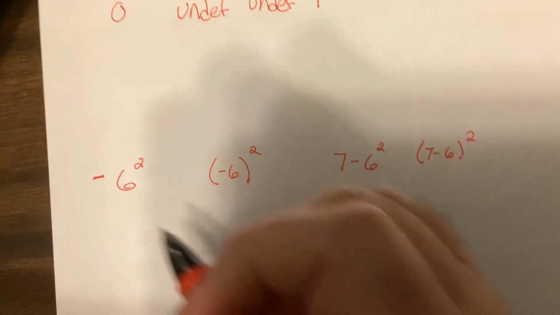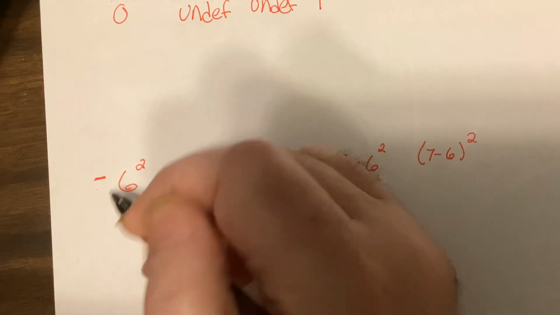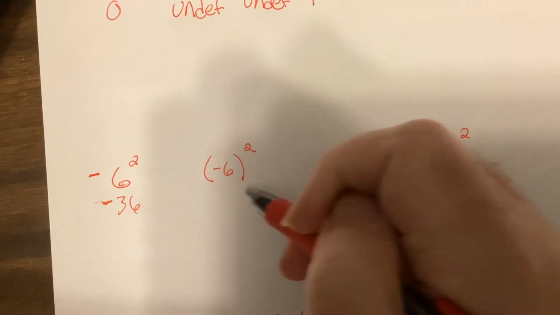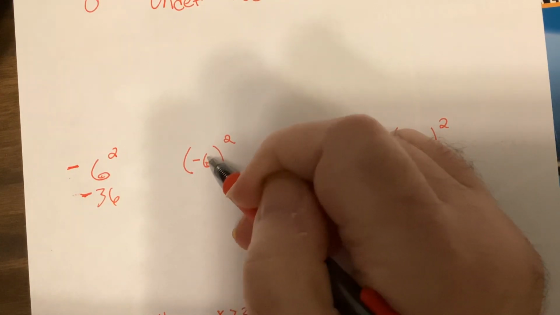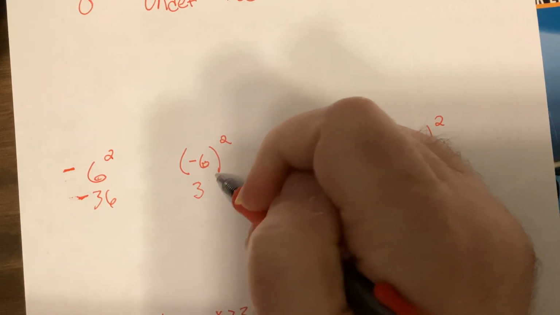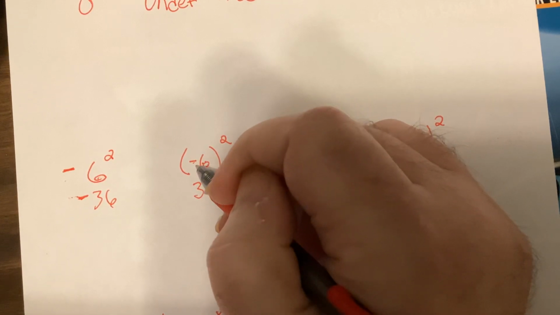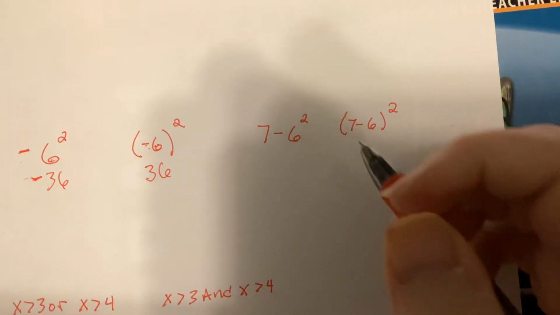Okay. No parentheses, so this is 6 squared. Take the opposite, so negative 36. Oh, there is parentheses. So it's negative 6 times negative 6, squared. Well, negative 6 times negative 6, or negative 6 squared, same thing. So it'd be positive 36.